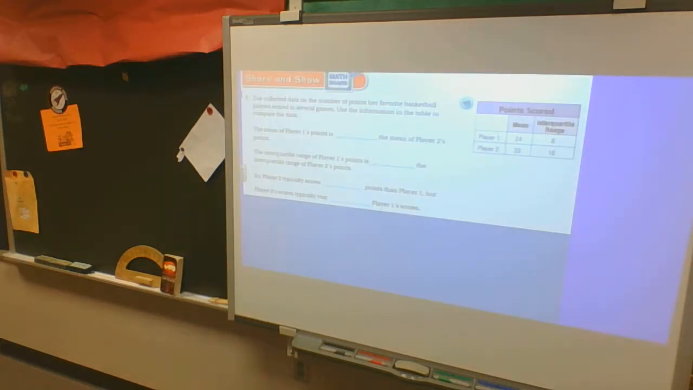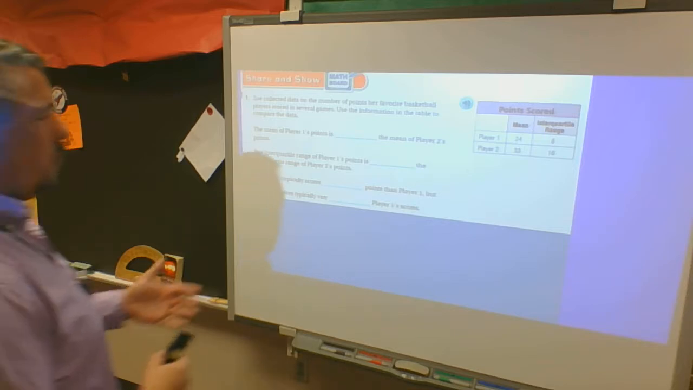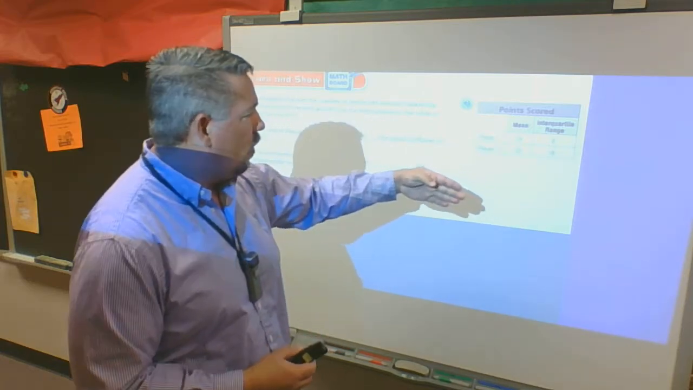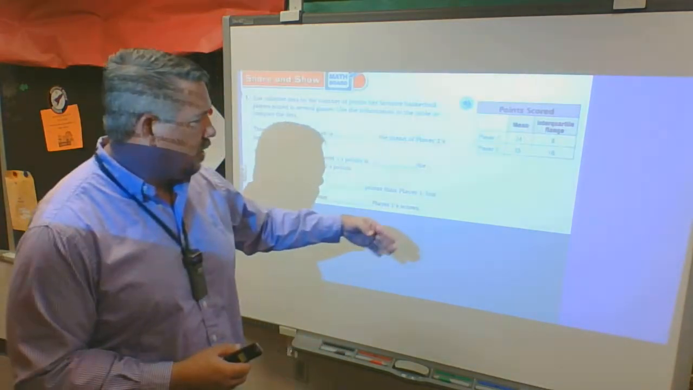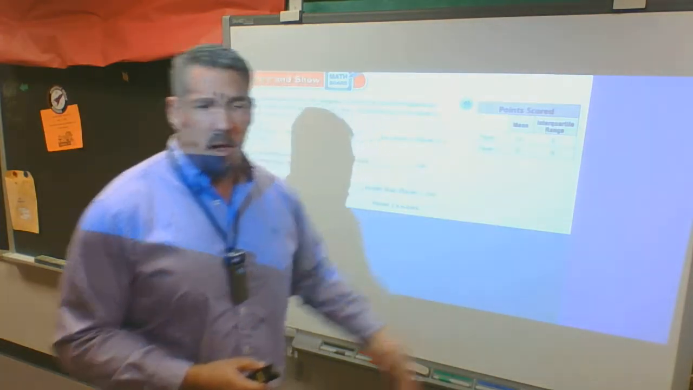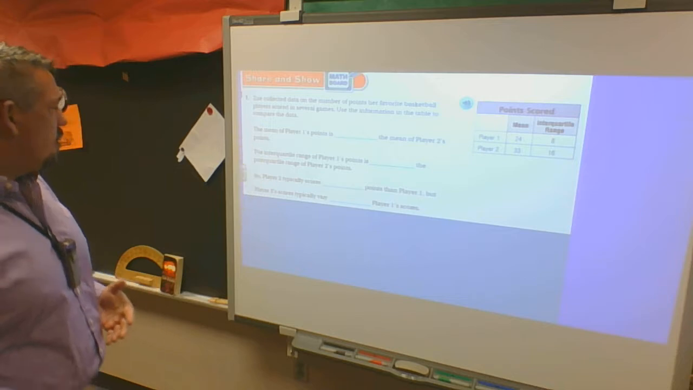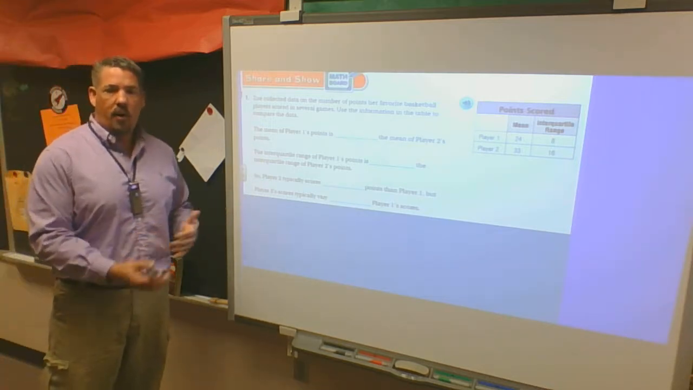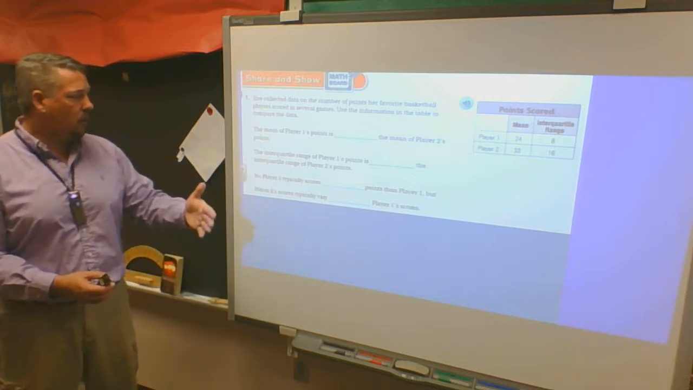So let's go to Zoe. Zoe collected data on the number of points that her favorite basketball player scored in several games. Use the information in the table to compare the data. So when I look at it, I see player 1, his mean was 24, his interquartile range is 8, and player 2, his mean was 33, and interquartile range is 16. So going through and filling in the information, what can we gather? What can we understand from that data chart?